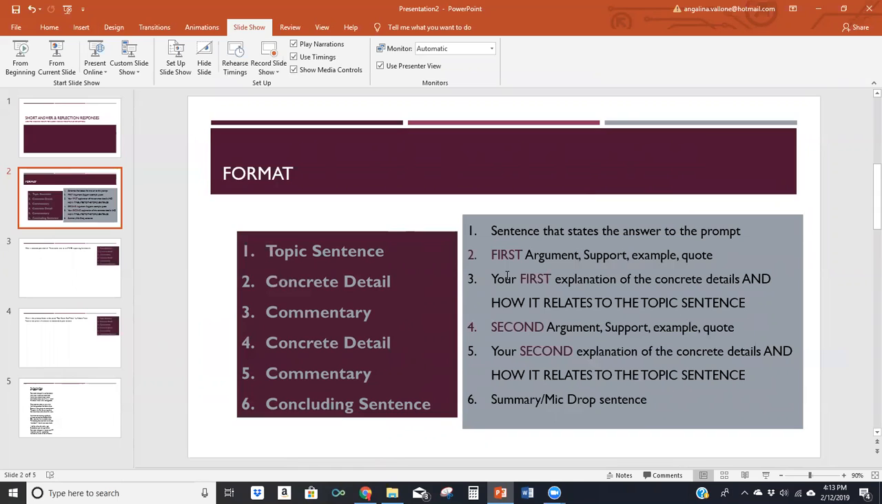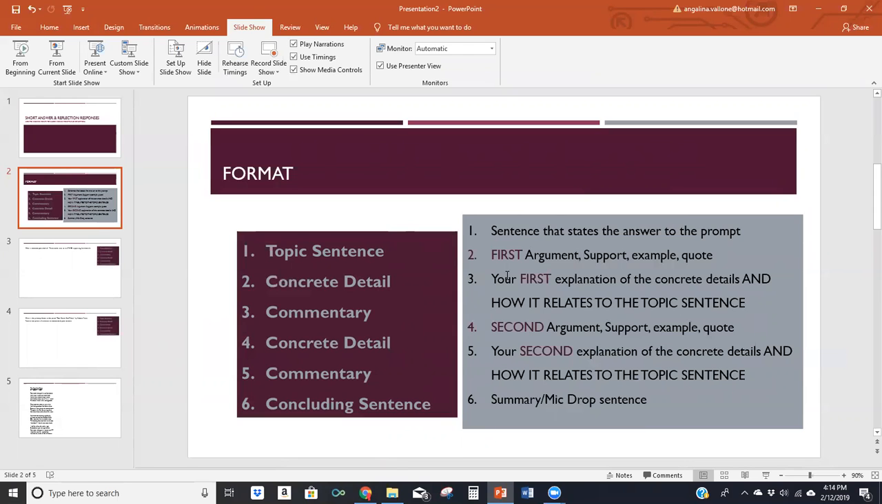Generally, most prompts are going to ask you to give 2 examples, so that is why you have 2 concrete details, and then your commentary is your thoughts about it. So I know I kind of jumped around there, but I just want to talk about the idea that it shouldn't just always be 6 sentences. You might need to be using more sentences, but you want to include these 6 elements. So those elements are, number 1, a topic sentence, then a concrete detail, then a commentary, then another concrete detail, another piece of commentary, and the concluding sentence.